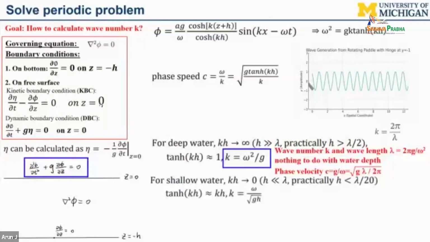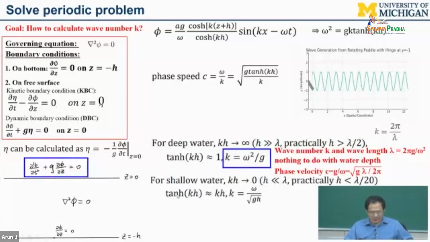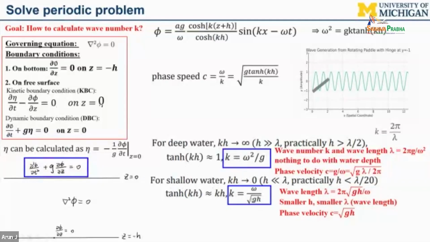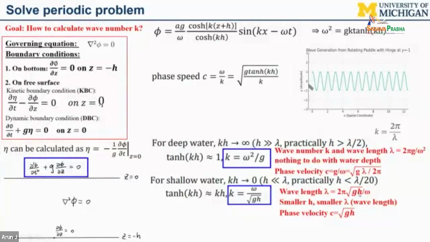And shallow water is another case. Here, in shallow water, h is small, and then tanh(kh) itself can be approximated by kh. Now your k function can be simplified to omega divided by the square root of gh. Now all the phenomena are different. For deep water, as I said, the wave period has nothing to do with the water depth, and now the function here is the water depth.